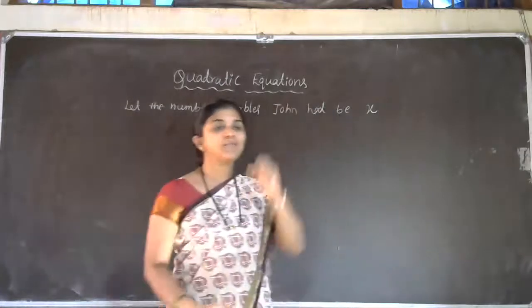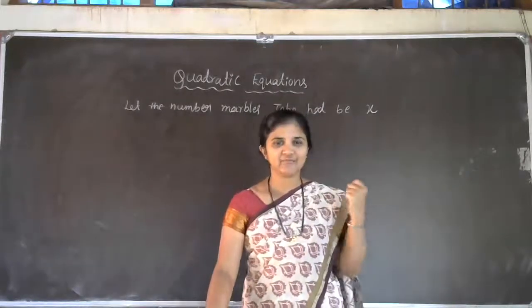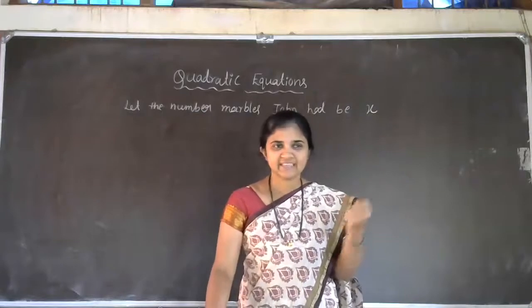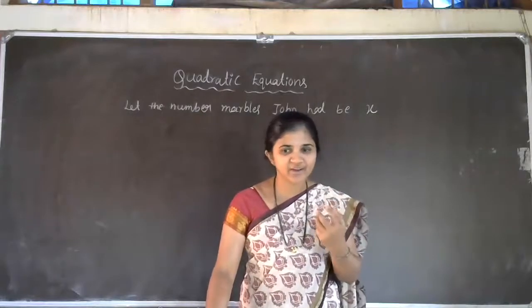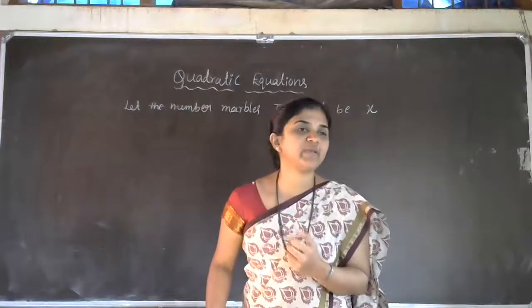Now, what is the number of marbles with Jaivanti? Yes, tell me fast. Second one. See, first statement you have got the idea now. So, John and Jaivanti together have 45 marbles.